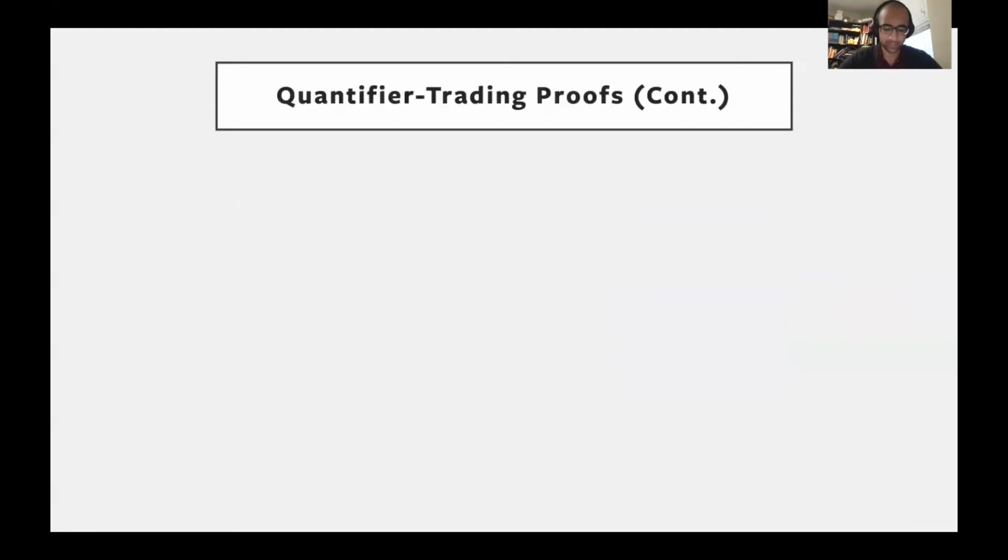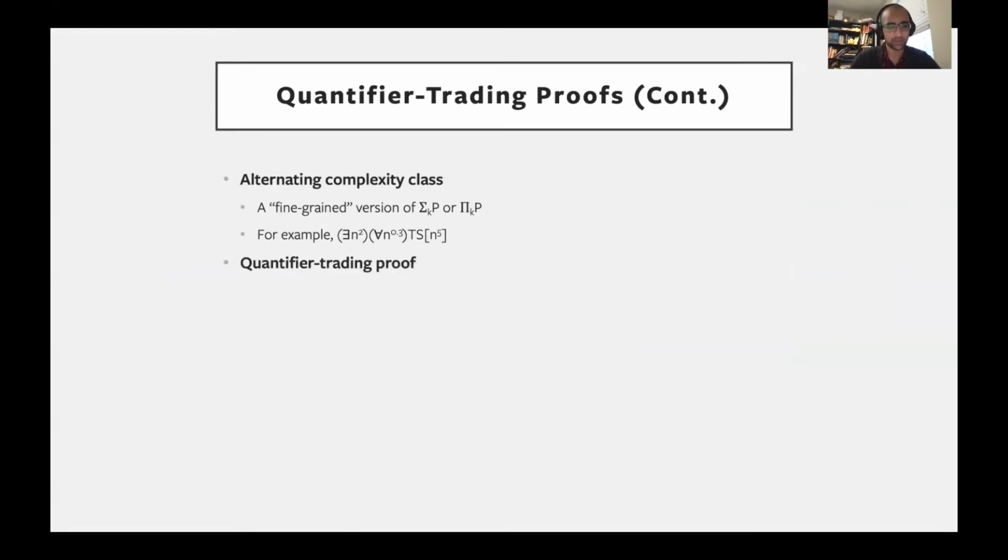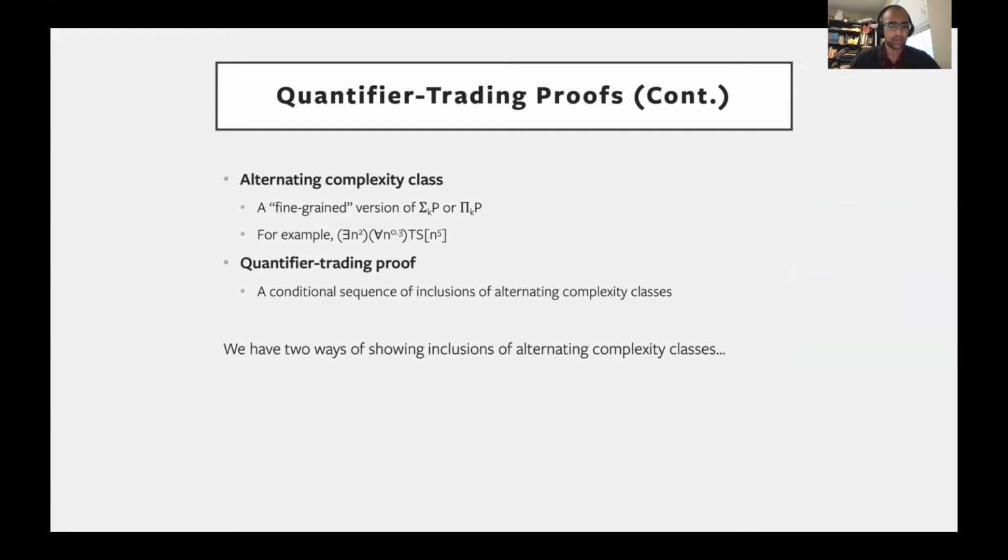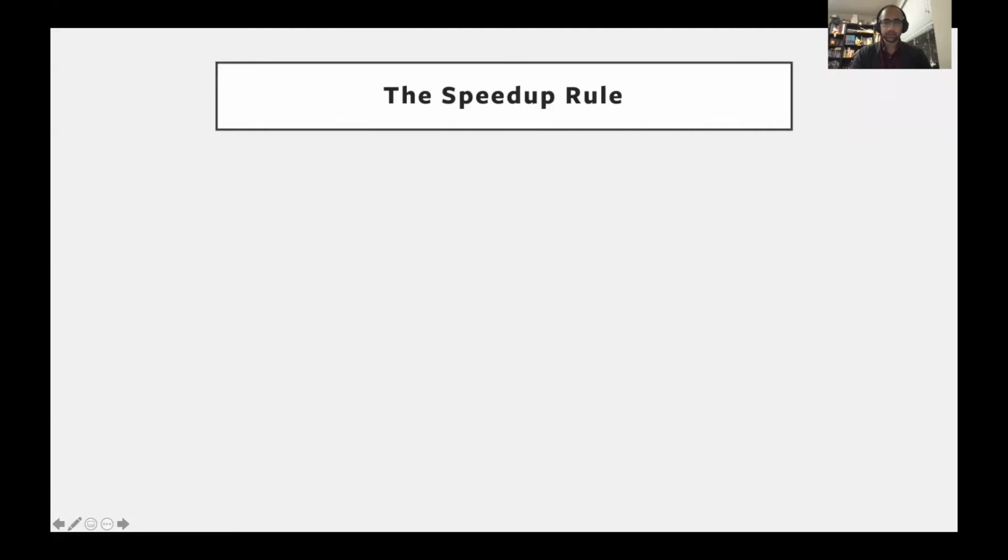Cool. With this in mind, we can say a little more about quantifier trading proofs. As mentioned, they're built up from alternating complexity classes, which are fine-grained versions of sigma kp or pi kp, and we gave an example of a machine in such a class. Now a quantifier trading proof is just a conditional sequence of inclusions of alternating complexity classes. How do we show inclusions? Well, there are two ways: the speedup rule and the slowdown rule. Let's start with the speedup rule. The speedup rule adds two quantifiers to an alternating complexity class and reduces the runtime of the verifier.